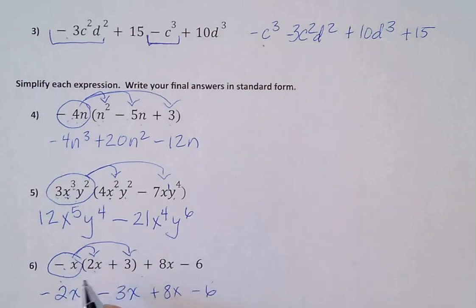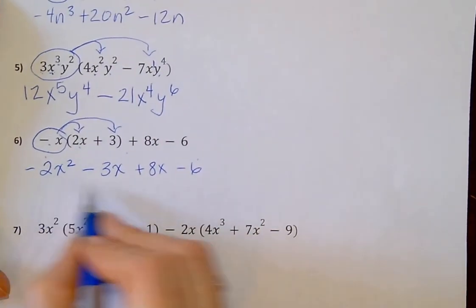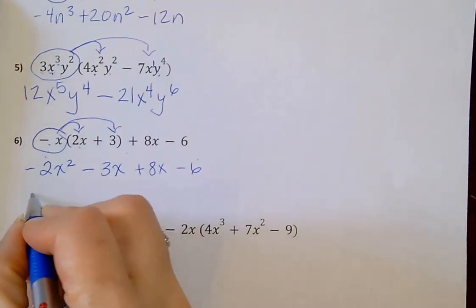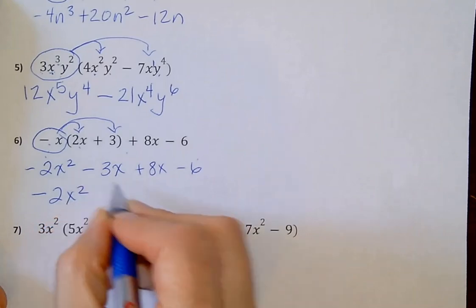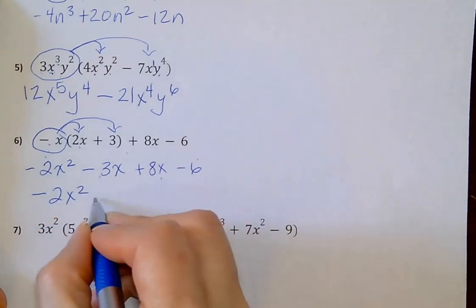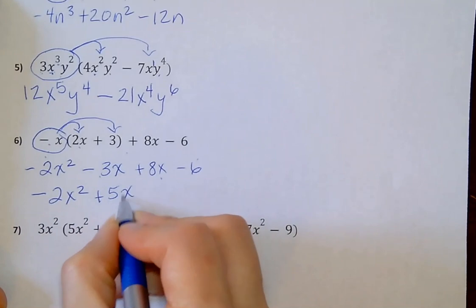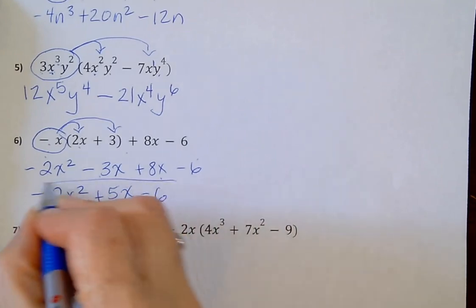Remember, I can't multiply that negative x times any of the terms after the parentheses. Okay, and so now I need to combine like terms. So I have negative 2x squared. I don't see any other x squared, so just negative 2x squared. Minus 3x plus 8x is going to be plus 5x, and then minus 6. That is my answer there.